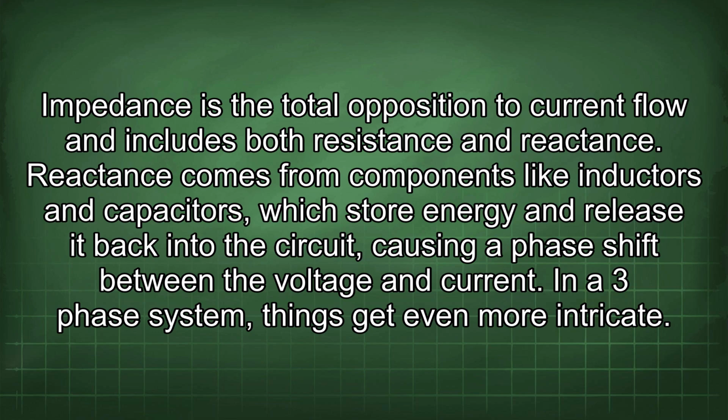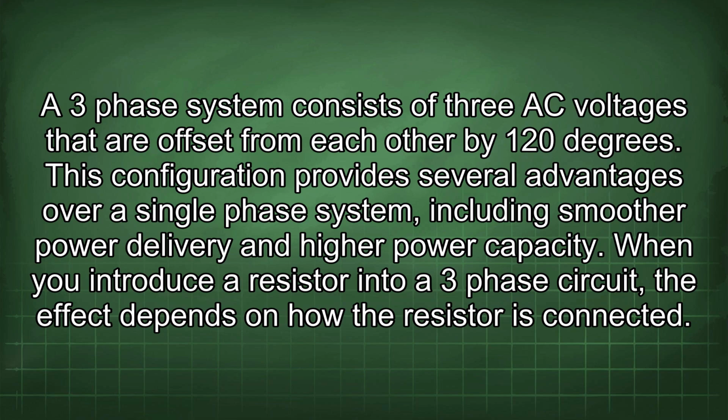In a three-phase system, things get even more intricate. A three-phase system consists of three AC voltages that are offset from each other by 120 degrees. This configuration provides several advantages over a single-phase system, including smoother power delivery and higher power capacity.